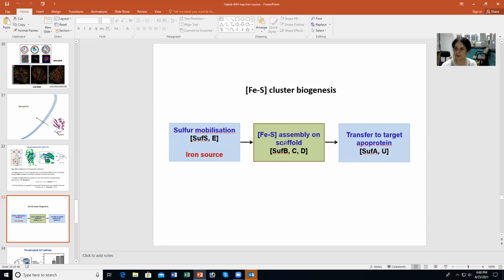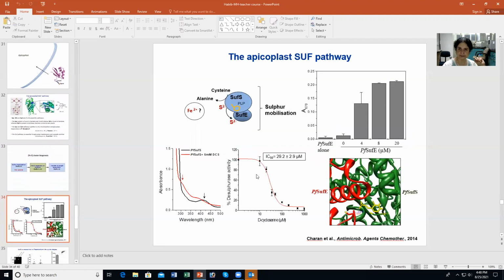So you need a scaffold protein or a scaffold complex, which assembles the iron-sulfur cluster. And then you have to transfer this cluster onto the target apoprotein. So suppose you have 10 proteins that require an iron-sulfur cluster for their activity. Then the cluster must be transferred to these apoproteins either directly from the scaffold or through intermediary transfer proteins, right? It's an important step in the FeS biogenesis part.